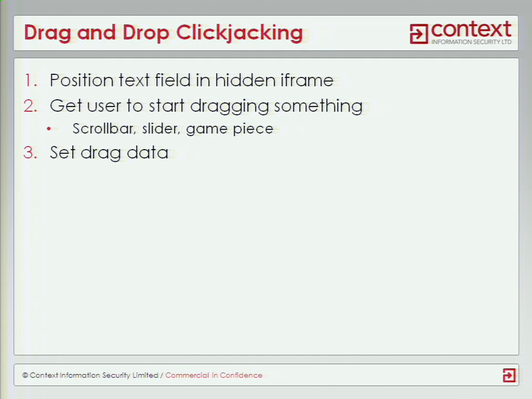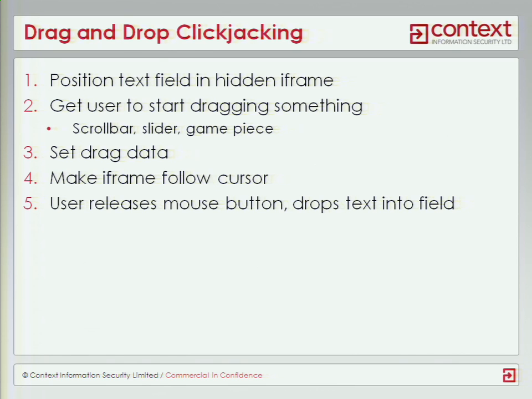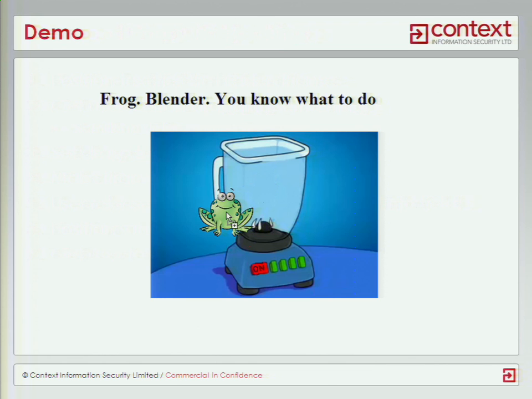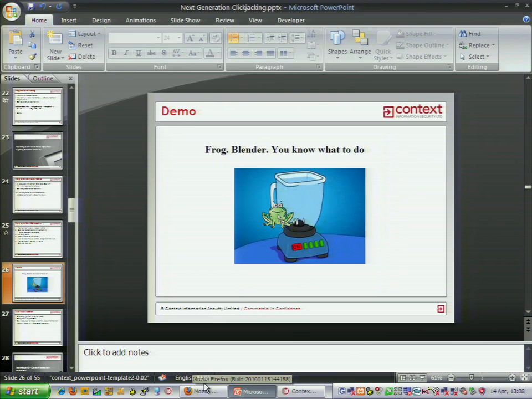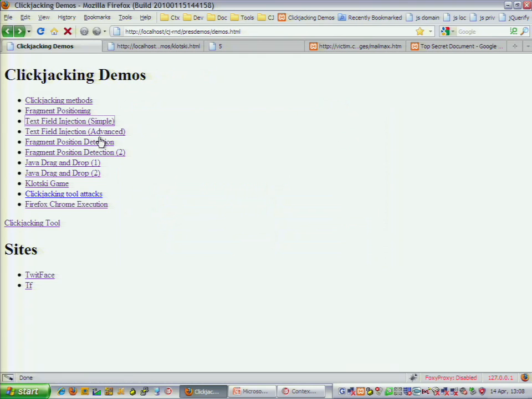Now, when the user starts to drag the particular element, we set some data with it. So this is the data the attacker wants to inject into the other side. Now, as they're starting to drag, the iframe will follow the mouse cursor. And then when the user releases the mouse button, the text will be entered into that field inside the iframe. Then we need another click to submit the form, and the attack's complete. So I'm just going to show you this demo here, just to show you how that works.